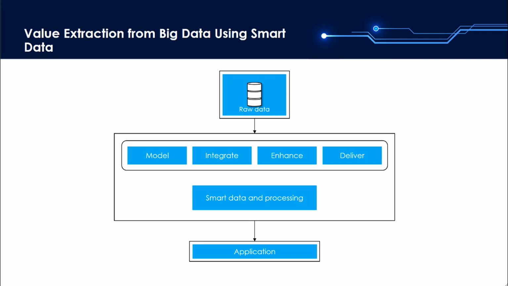Next, we need to enhance the data. Once data is enhanced, we deliver the data using the right source. This process will create smart data. On smart data, we can apply processing that can be invoked from applications.